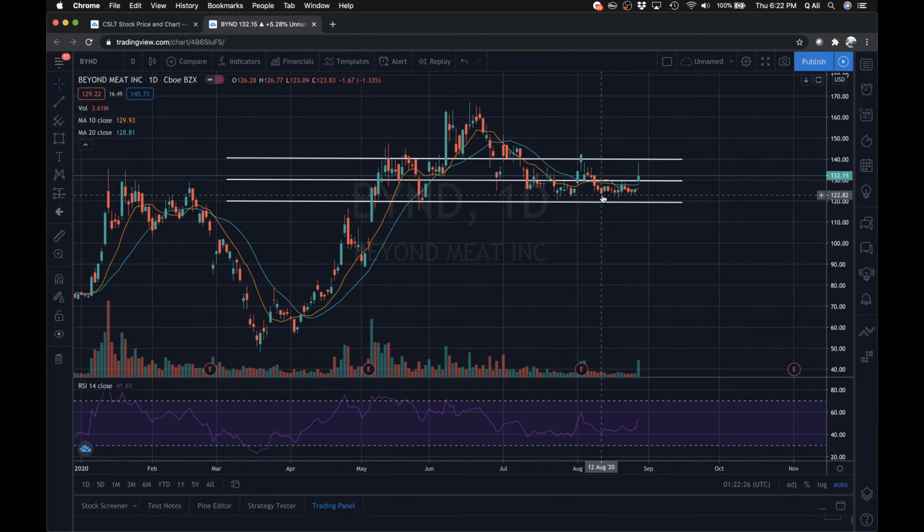But notice how the stock made it to 140 before getting rejected. Therefore, now your new trading range is going to be between 130 and 140. The stock is likely to consolidate between them before attempting a breakout to the 150 price target.